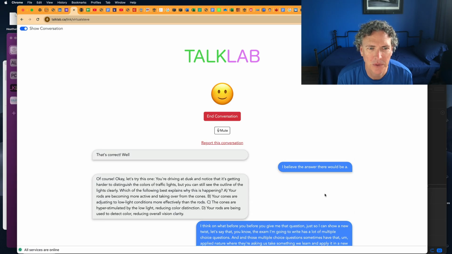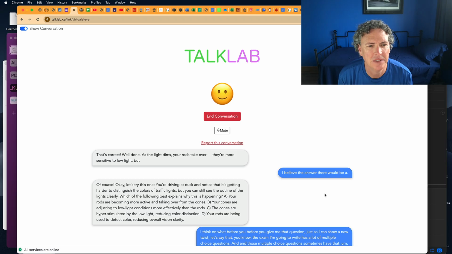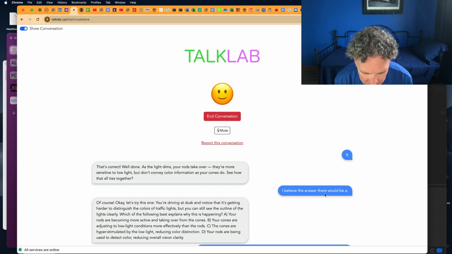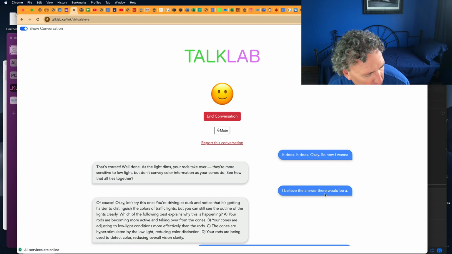That's correct. Well done. As the light dims, your rods take over. They're more sensitive to low light, but don't convey color information as your cones do. See how that all ties together. It does. Okay, so now I want to show something else.